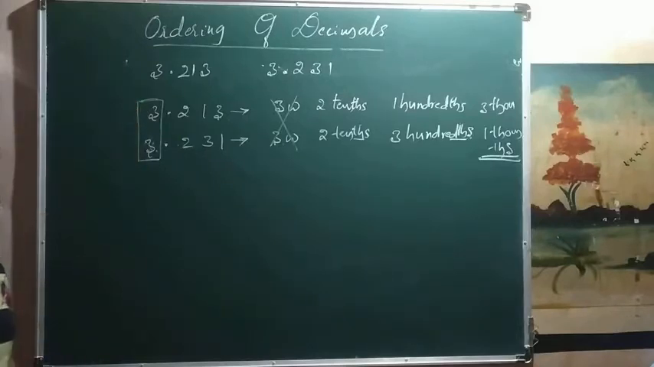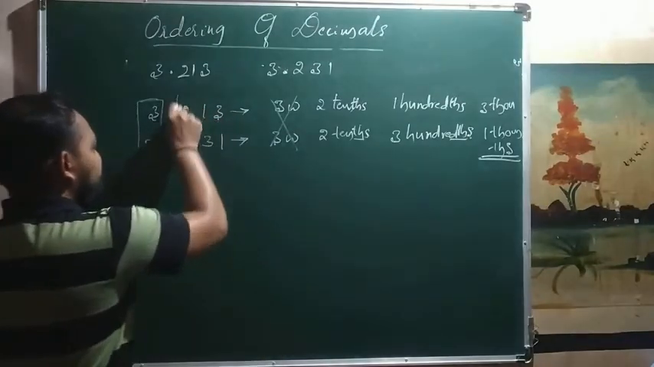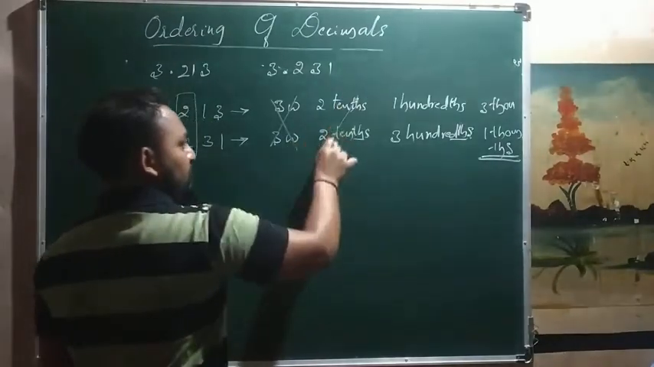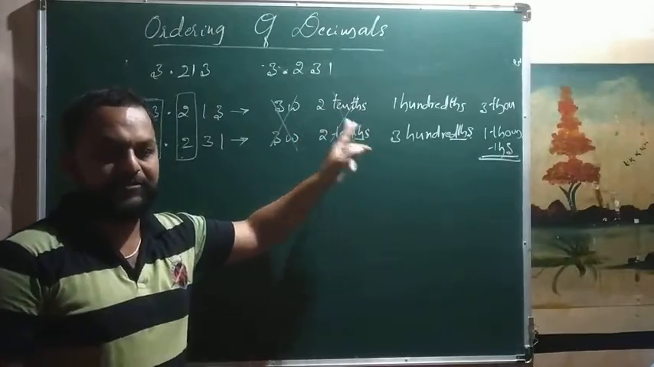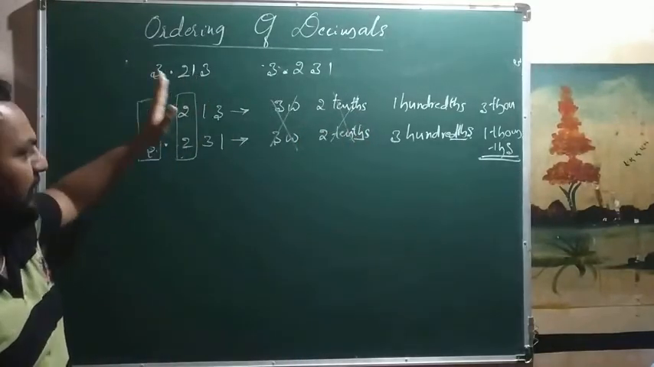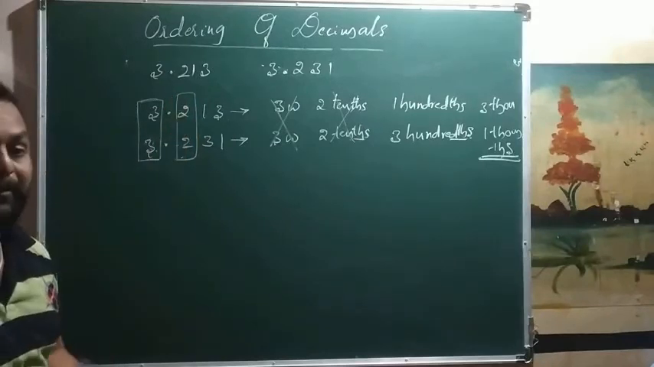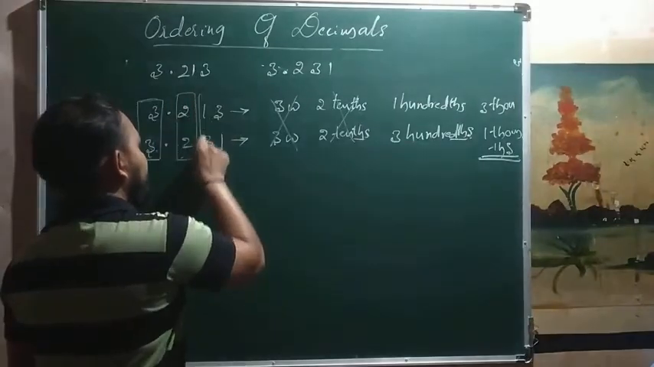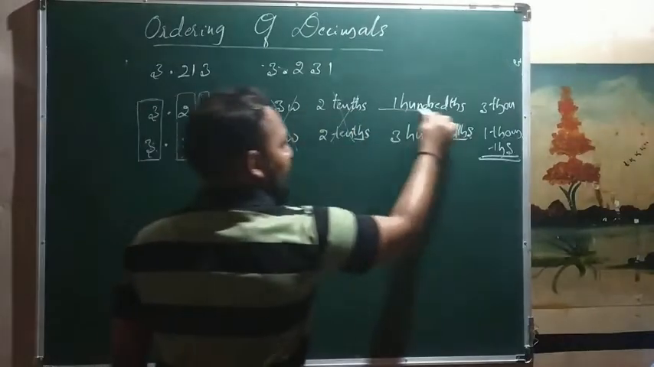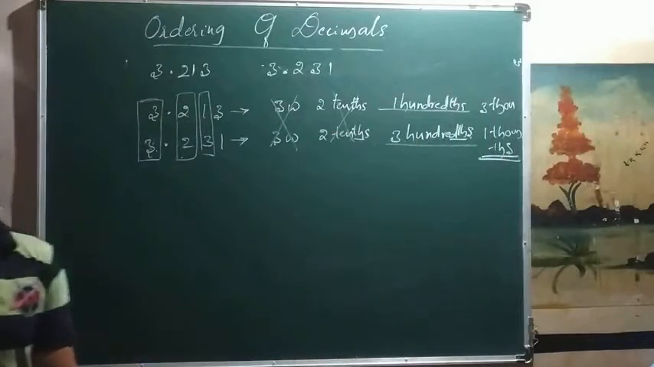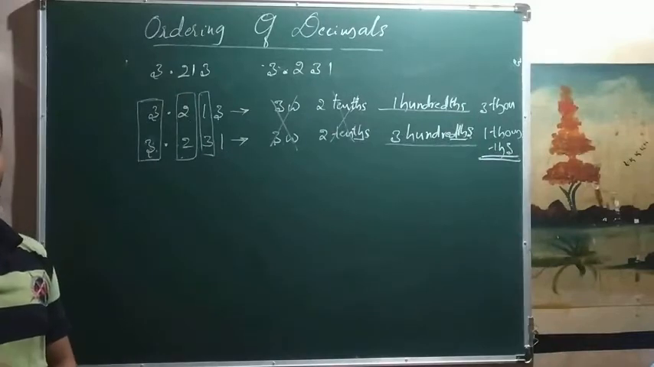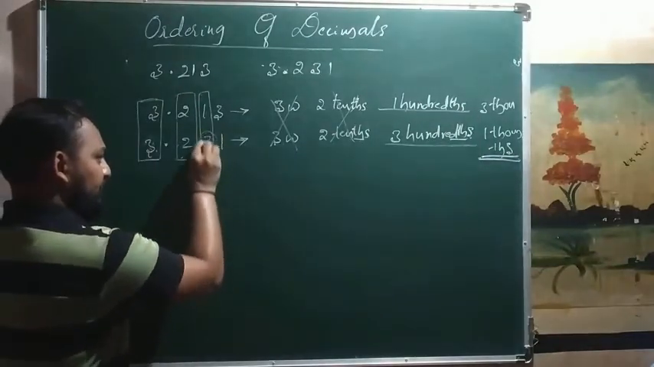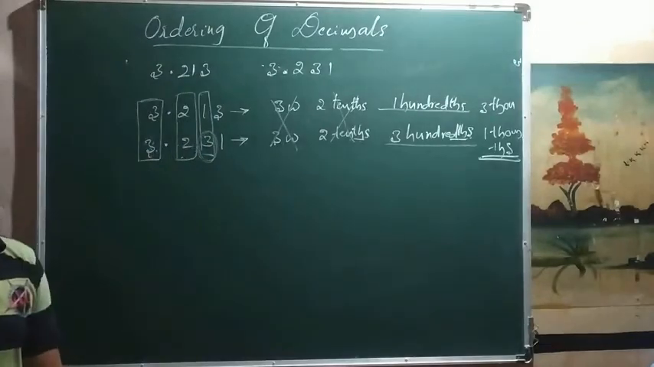Next compare the tens place after the decimal point. Here the tens place is the same, 2 and 2. Both the whole number portion and the tens place are the same. Next compare the hundreds place. Here it is 1 and 3. Which digit is greater in the hundreds place? 3 is greater in the hundreds place.